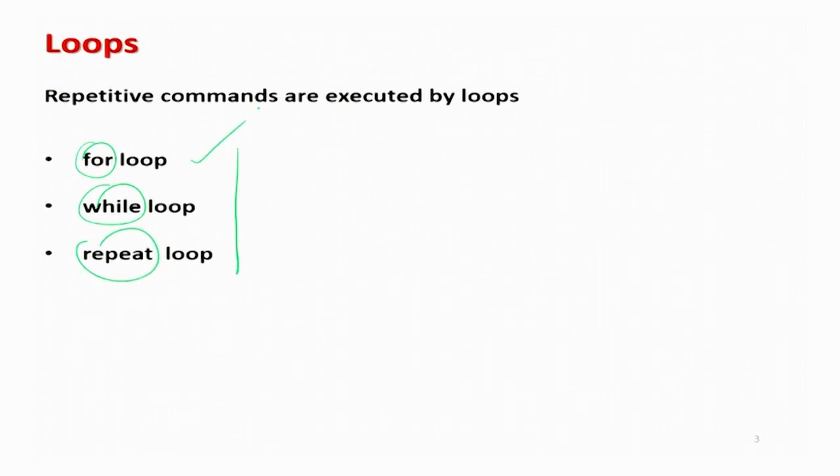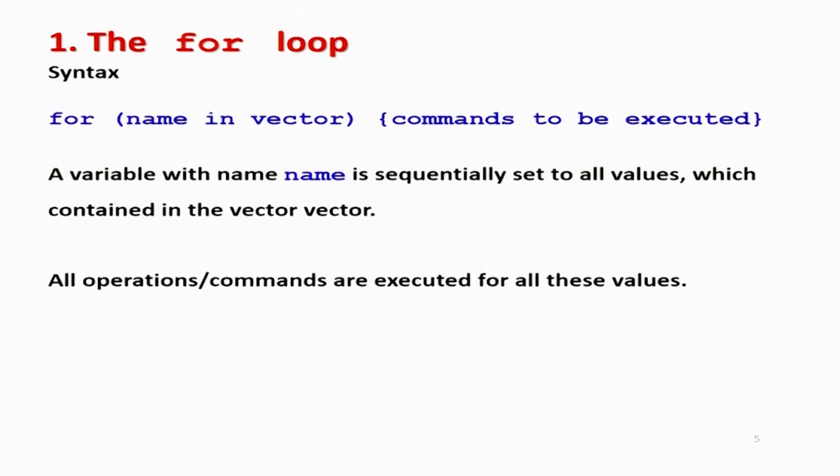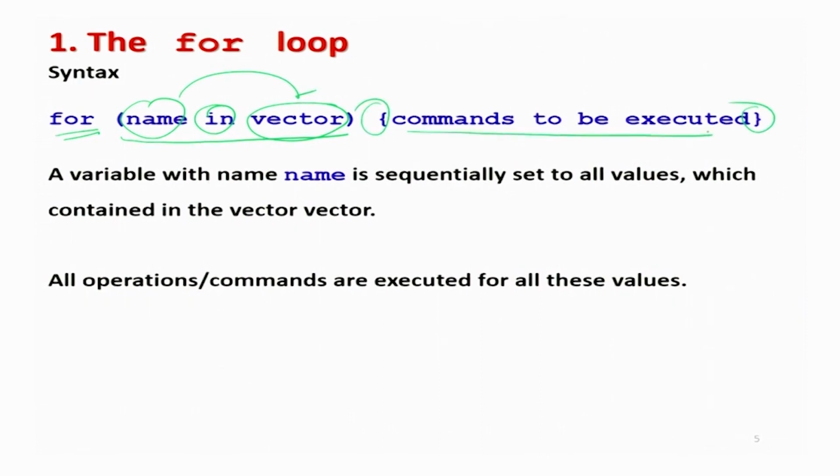The for loop is used when the number of repetitions is known in advance. That means you know how many times the program has to be repeated, and the command for the for loop was like this: you write for, then inside the parentheses you write the controlling variable as name, then in, and then the vector of values that you want this name to choose, and whatever commands you want to execute are written inside the curly bracket like this. That is what we did in the last lecture.